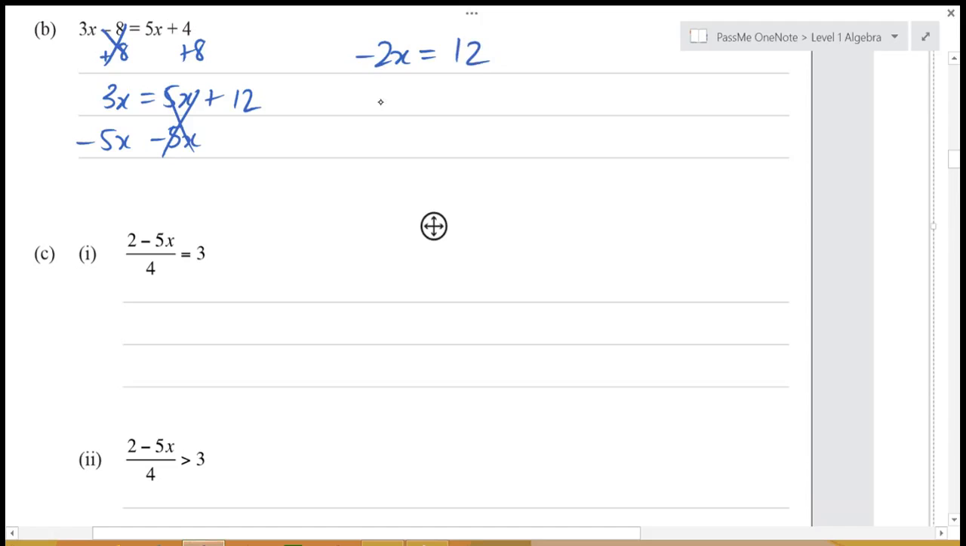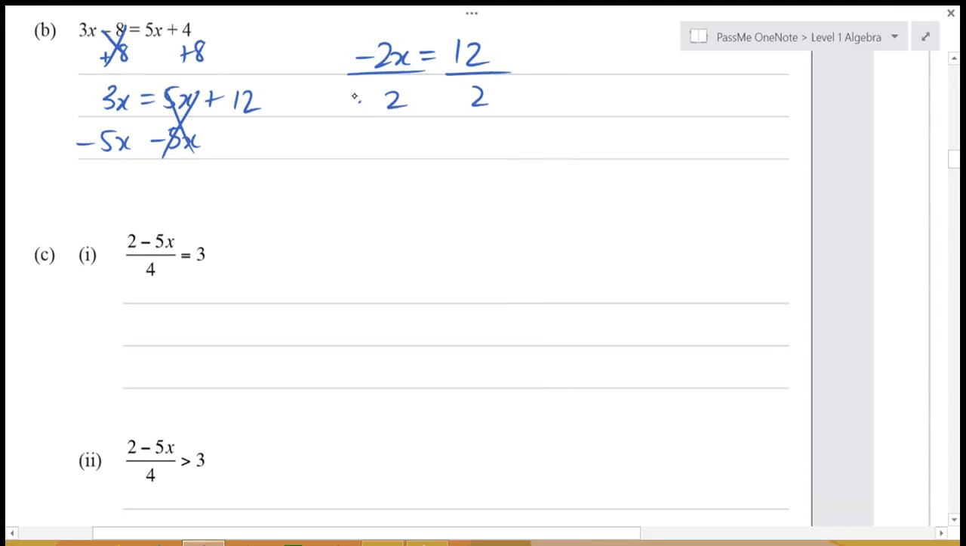So my last step here is to get rid of that negative 2x, so I'm going to divide both sides by 2, but I have to be a bit careful because I've got that negative, so I need to make sure that I divide both sides by negative 2 so that my 2's and my negatives cancel out, and I'm just left with positive x. And so 12 divided by 2 is 6, so 12 divided by negative 2 is going to be negative 6.